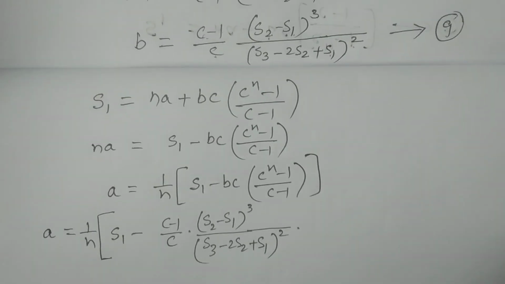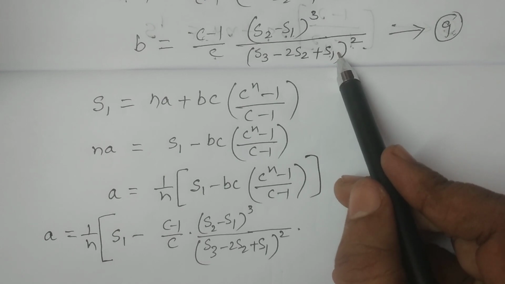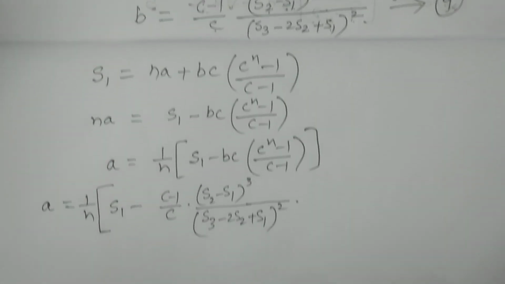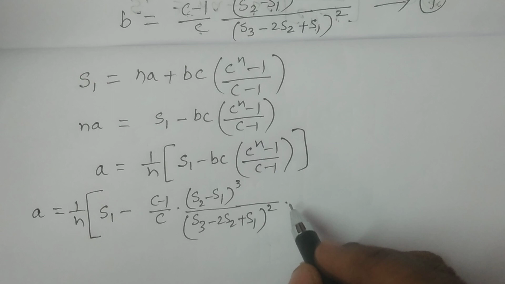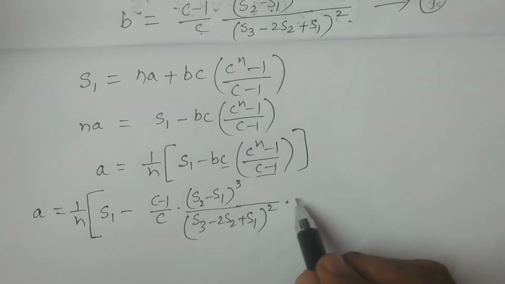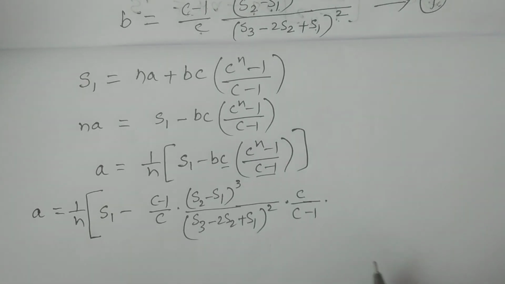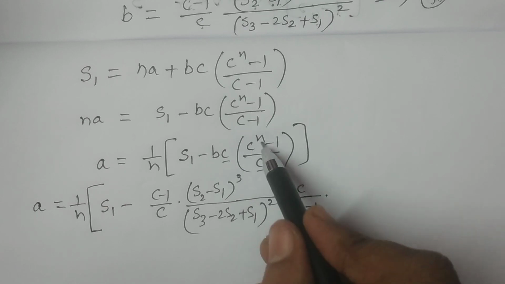Okay, that is the value of B. You refer to equation 9. The value of B is this. Now, multiplied by C. You see, this is C minus 1. Therefore, C by C minus 1. I am writing here.